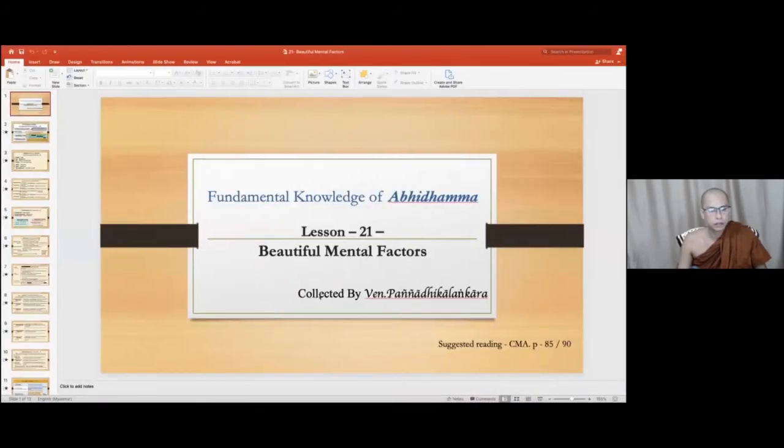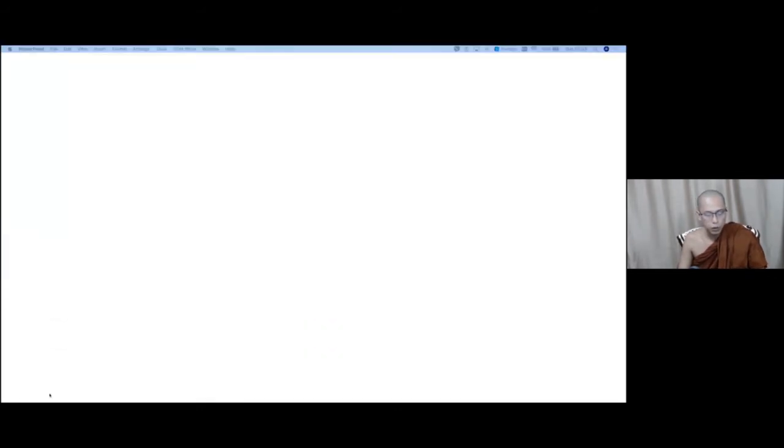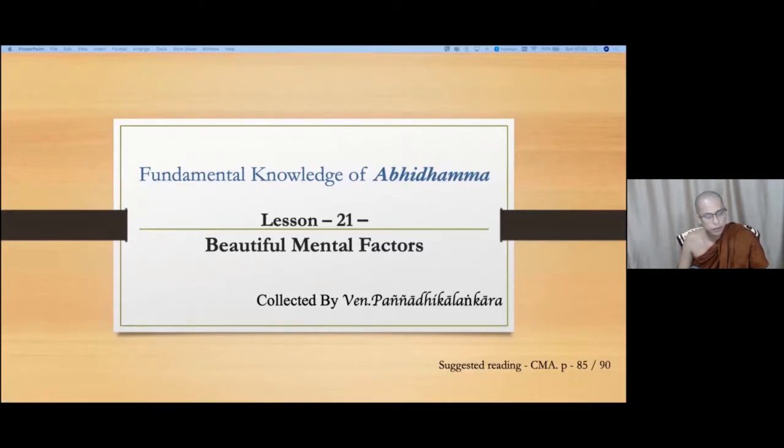Okay, welcome to Abhidhamma class, lesson 21. We are going to talk about the beautiful mental factors. In Pali, they are called Sobhana Cetasika. Among the 52 mental factors, we already studied two groups. The first group is variable factors, called Anya Samana in Pali. And the second group is Akusala Cetasika, unwholesome mental factors. Last week we finished that group. Today is time to study the beautiful mental factors, called Sobhana Cetasika in Pali.